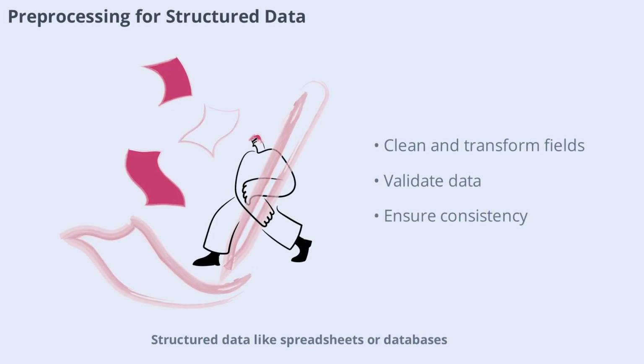Structured data like spreadsheets or databases is organized into rows and columns. Preprocessing structured data often involves cleaning, transforming, and validating each field. Ensuring consistency and accuracy in structured data is essential for reliable analysis and modeling.